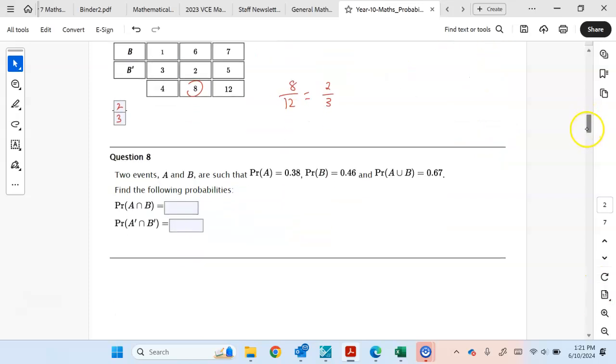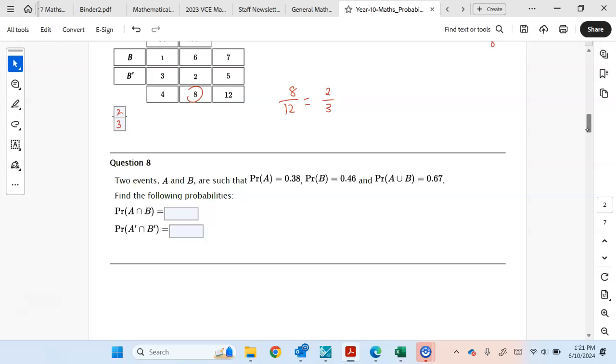All right, just keep scrolling. Two events A and B such that, and so on. Find the following probabilities. So you could do the addition rule. I think we might need to do the addition rule to complete a two-way table. So let's find the probability of A and B first of all. So using the addition rule, I'm just going to write it down.